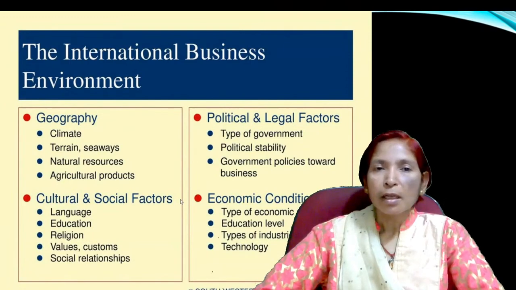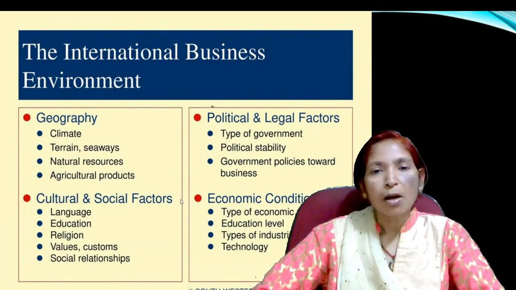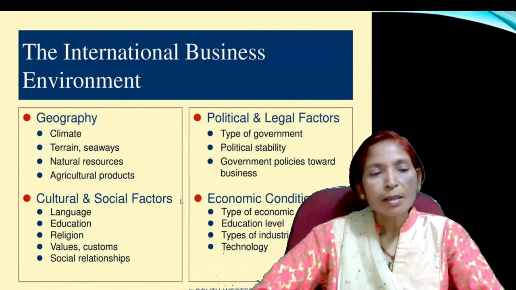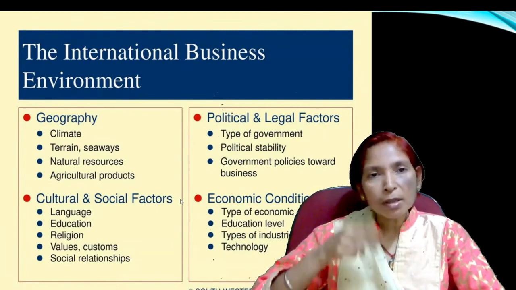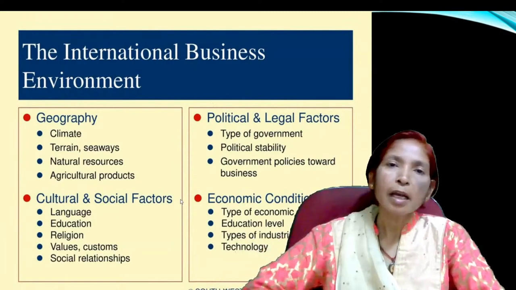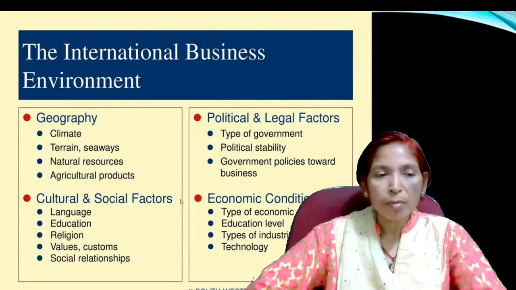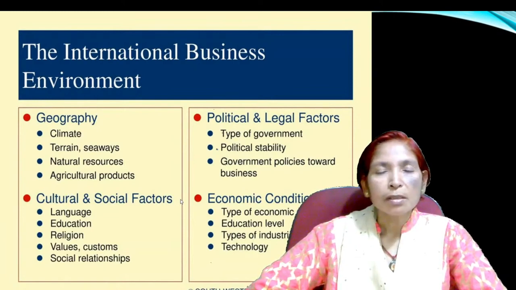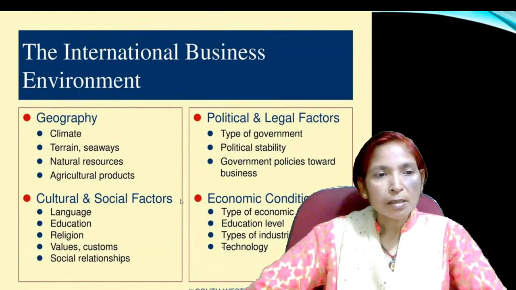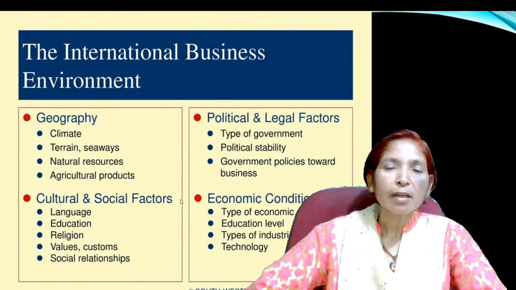In this, there are four components mentioned here. One is geographical factors, second is political and legal factors, third is cultural and social factors, and fourth is economic conditions. All these are included in the international business environment. First is geography. In the geographical area, we include climate, terrain, seaways, natural resources, and agricultural products, which are based on our nature, our climate, our seasons, or our natural resources. So all these things are included in geographical factors.